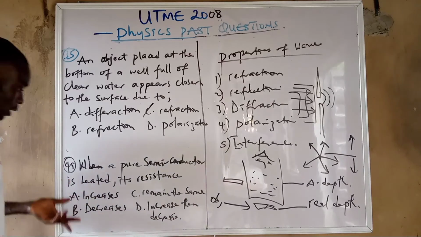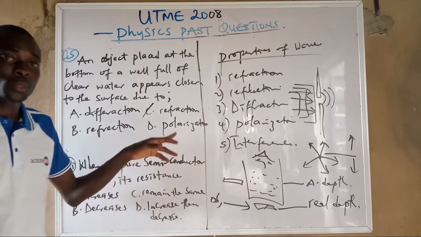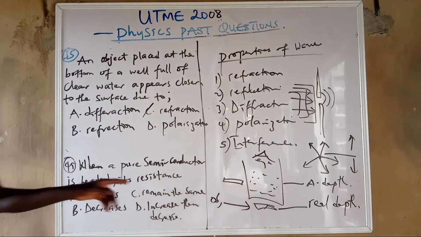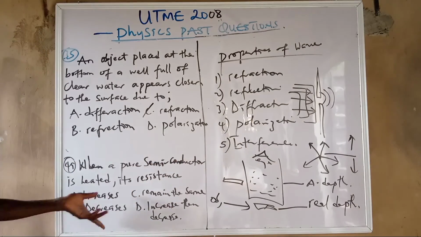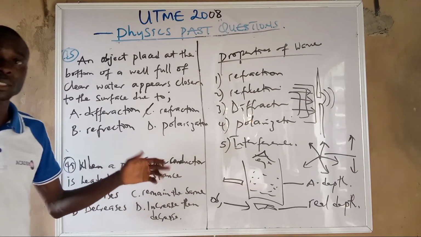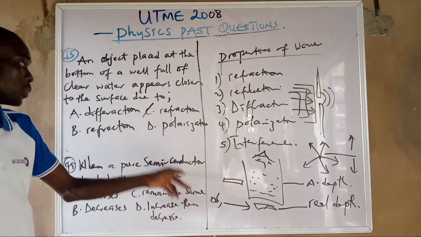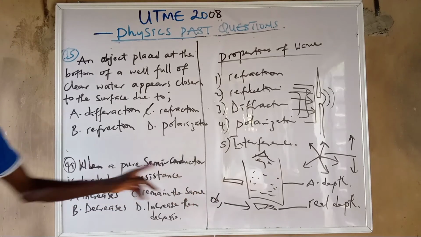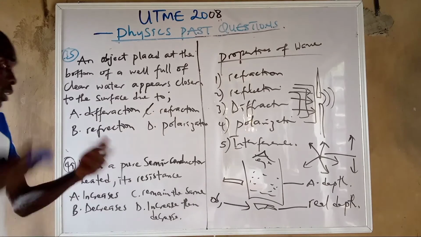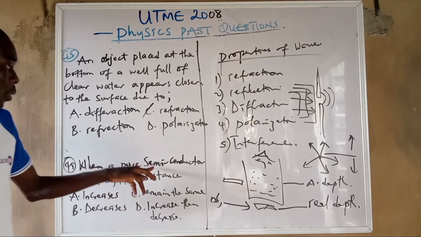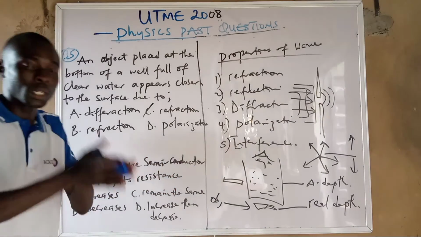Lastly, this is talking about electronics. When a pure semiconductor is heated, its resistance does what? Before we pick our option, know that a semiconductor has conductivity between a pure conductor and an insulator. If you heat a pure conductor, its resistance increases. But if you heat a pure semiconductor, the conductivity will increase.